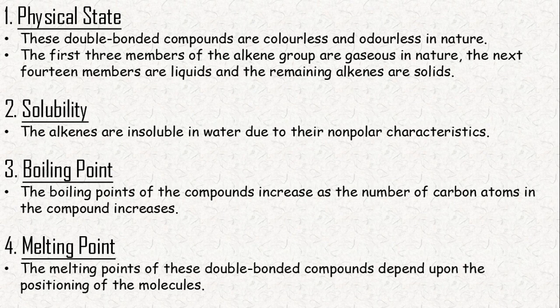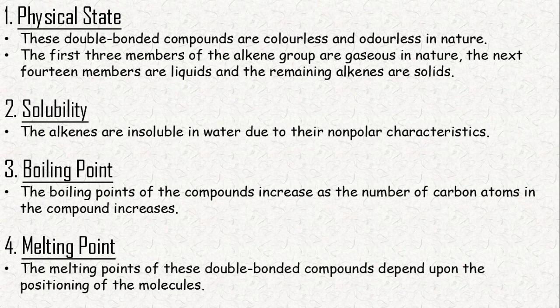The first three members are C2H4, C3H6 and C4H8. C2H4 is the first member, C3H6 is the second one, and C4H8 is the third one. These three members are gases in nature, the next 14 are liquids, and all the remaining alkenes are solids. And alkenes are insoluble in water.